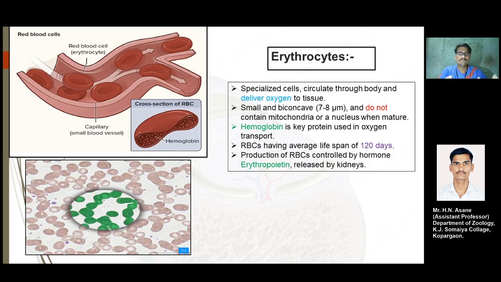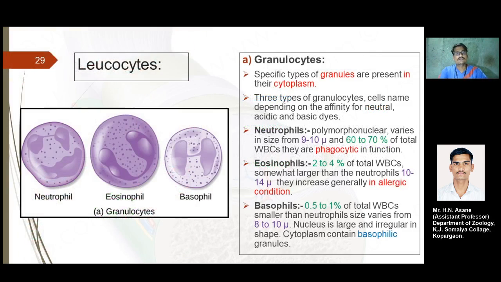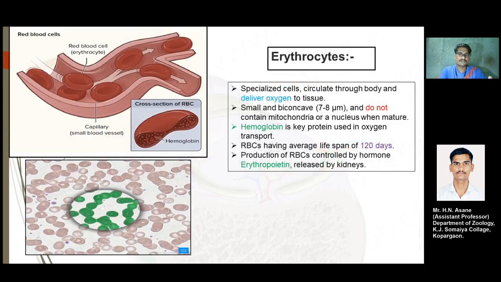Okay, and in the picture below is a blood smear, and these stained or highlighted big cells are nothing but the erythrocytes, or the RBCs, or the red blood corpuscles. Let's move to the next, second part of the fluid connective tissue.